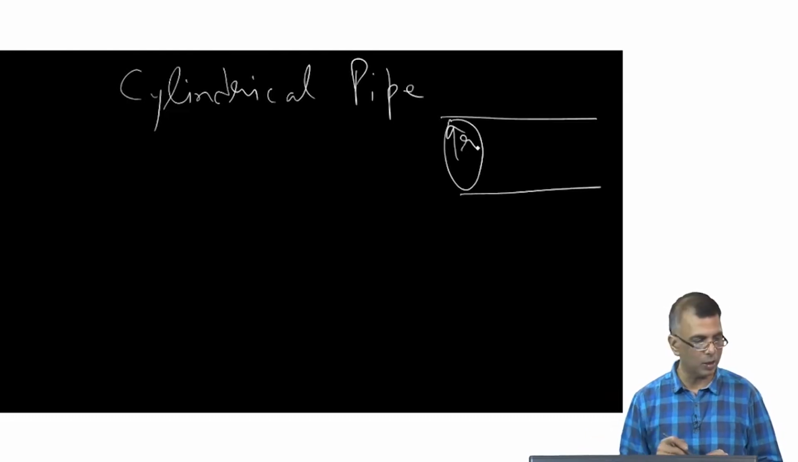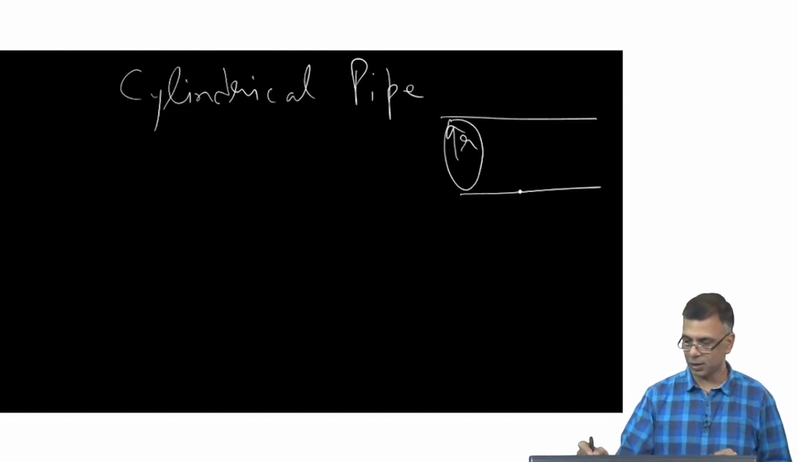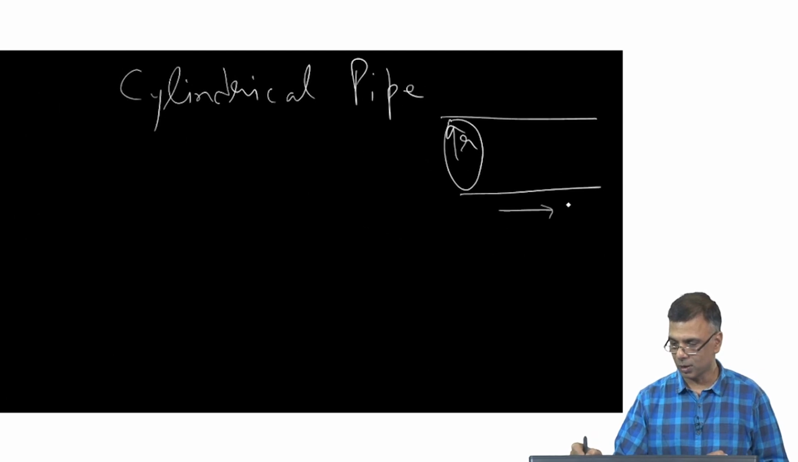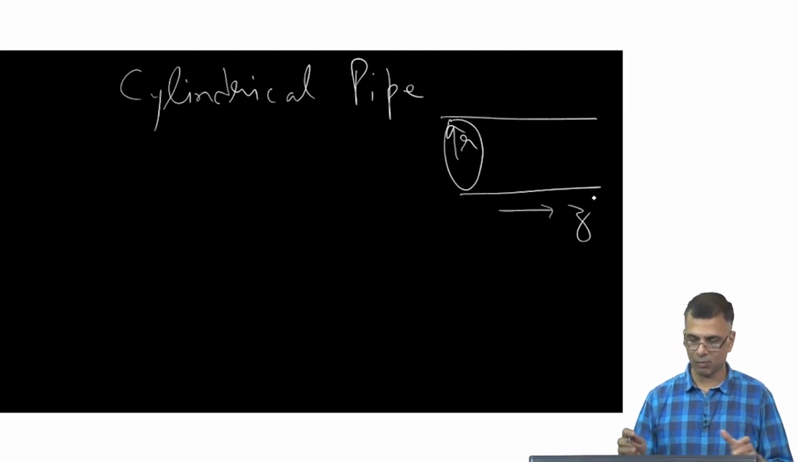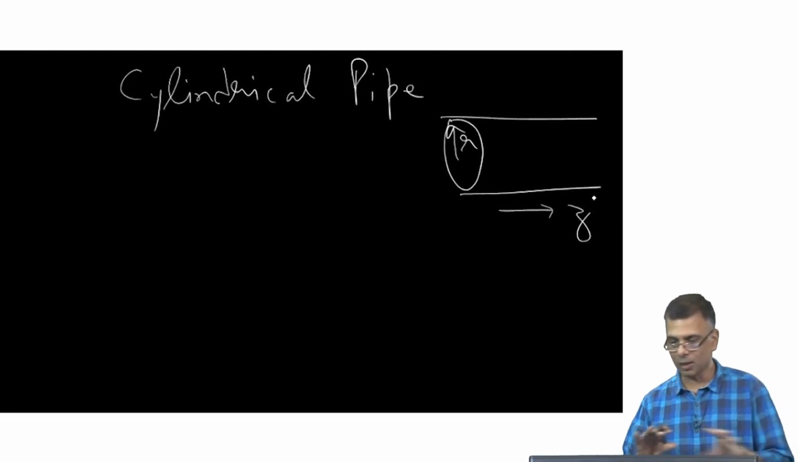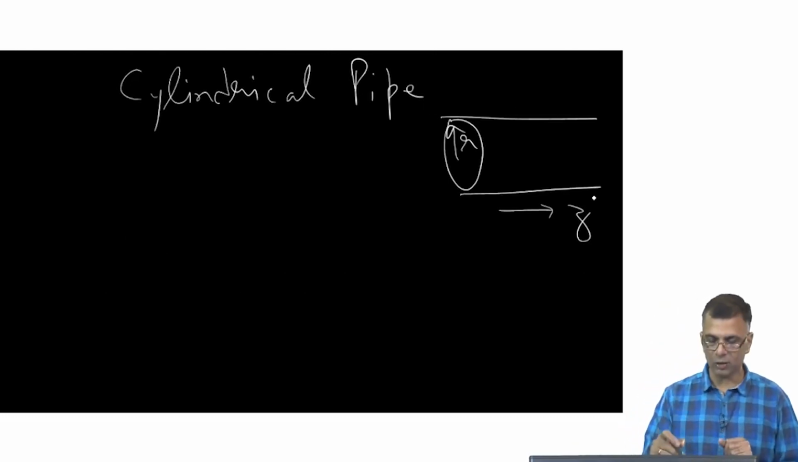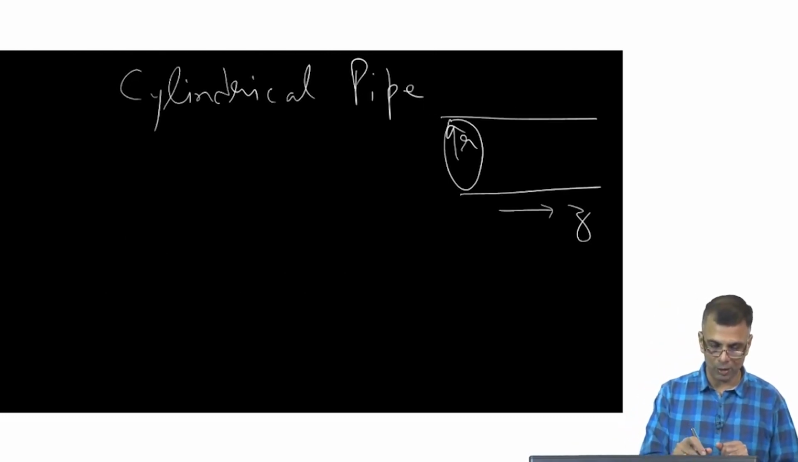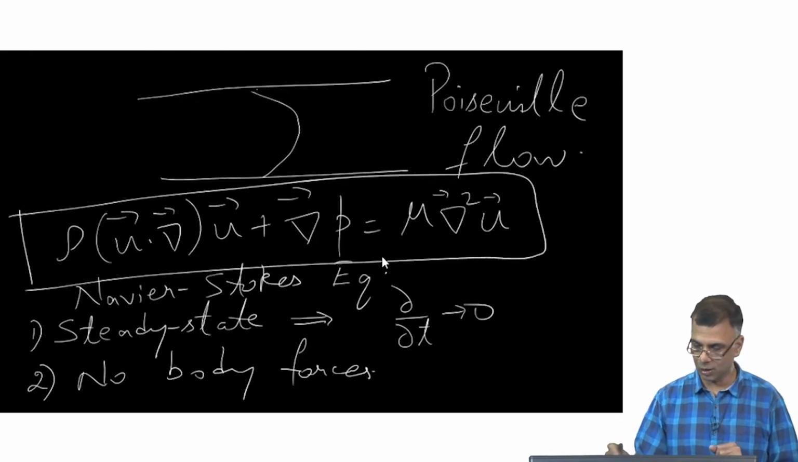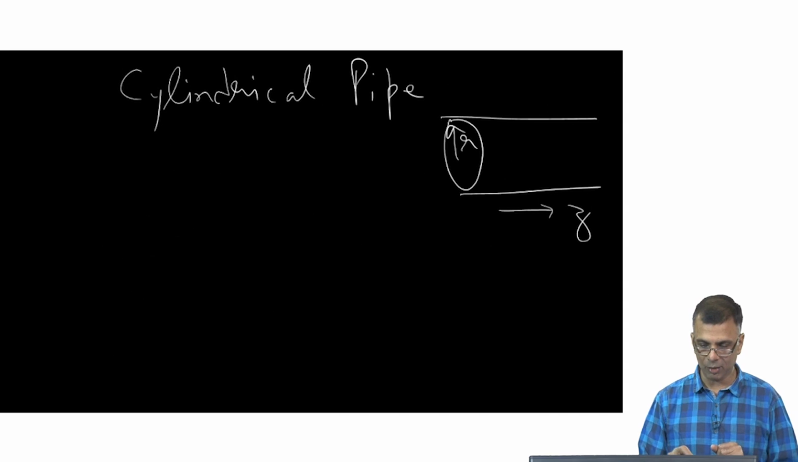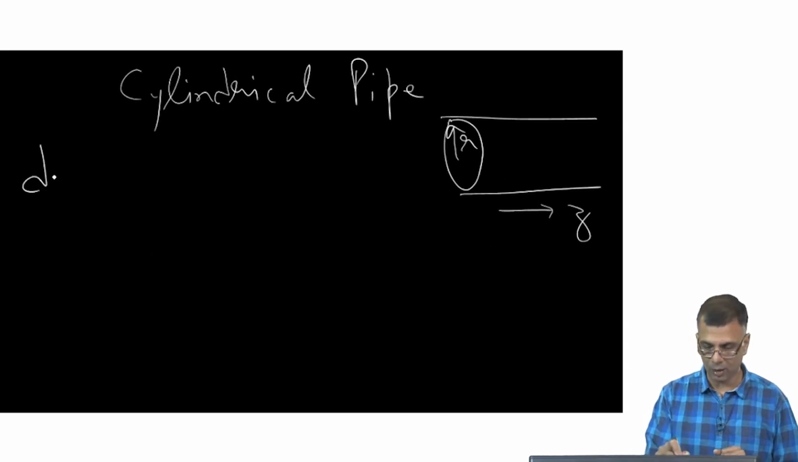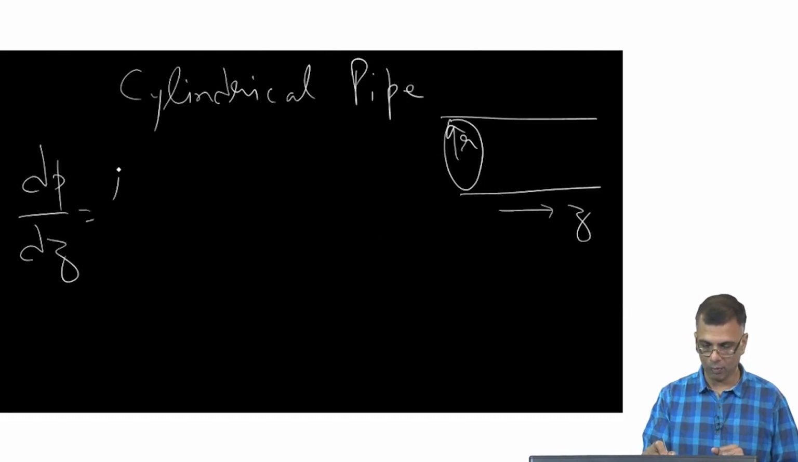So this would be the r coordinate, and this would be the z coordinate. You're just making small changes in notation. The Navier-Stokes equation now, if you write this down in cylindrical coordinates, it simply turns out to be mu over r.